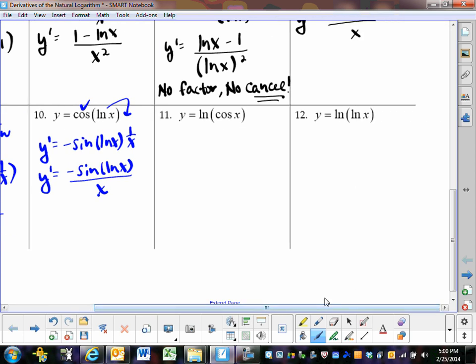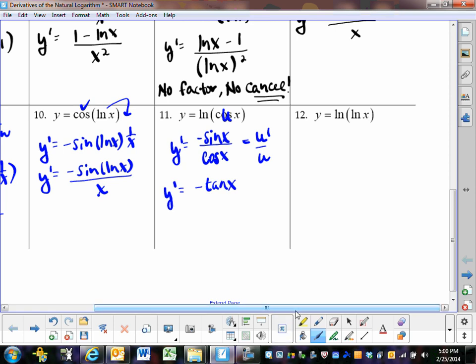Okay. Now remember, you have to do this problem very much like you did number 9. It's the chain rule because natural log doesn't have a power on it. So we have the derivative of cosine, which is negative sine, keep the guts, times the derivative of the inside. So we would have negative sine of natural log of x all over x.